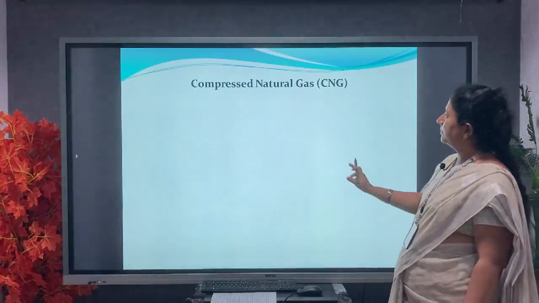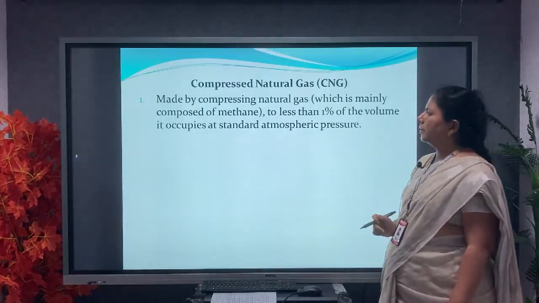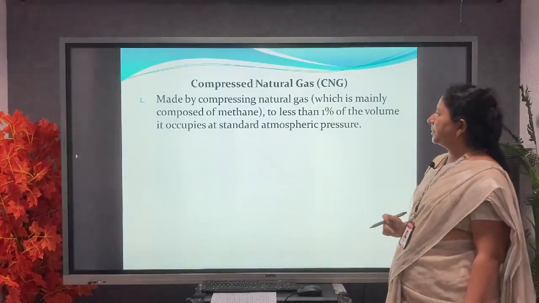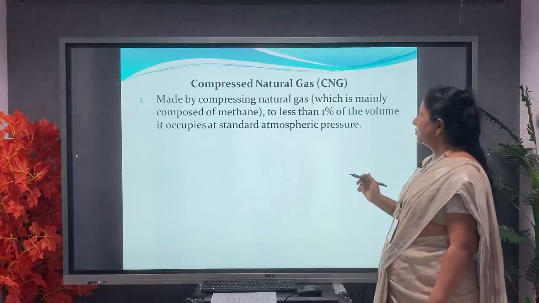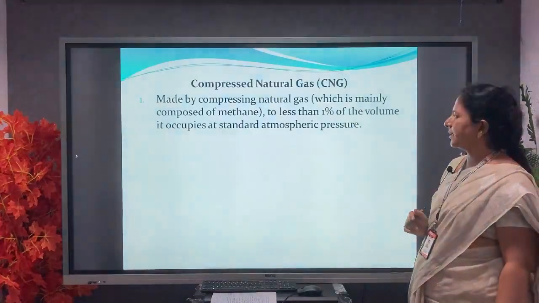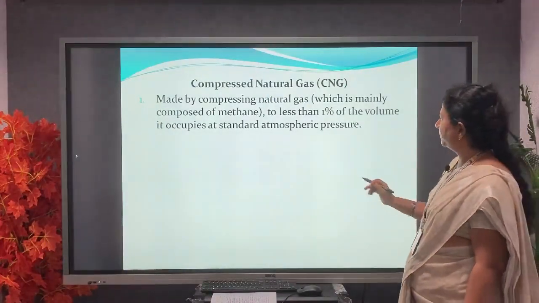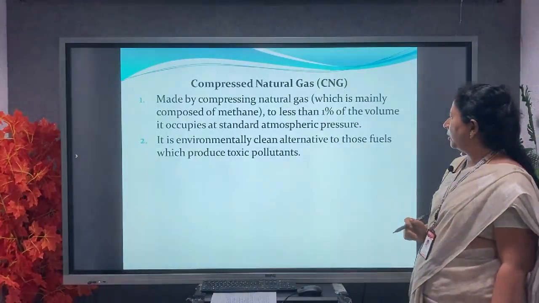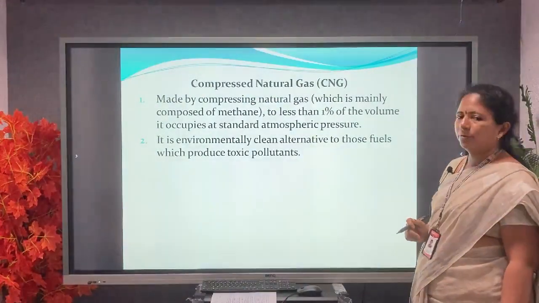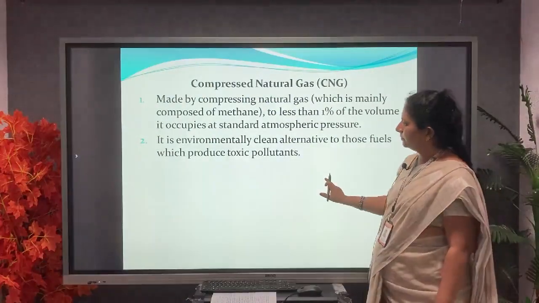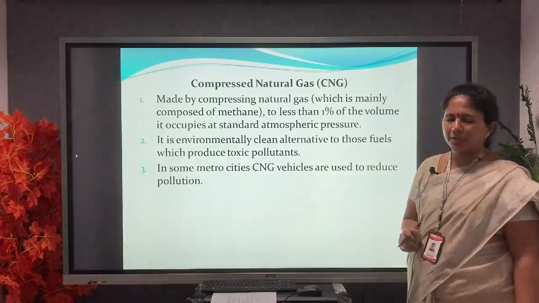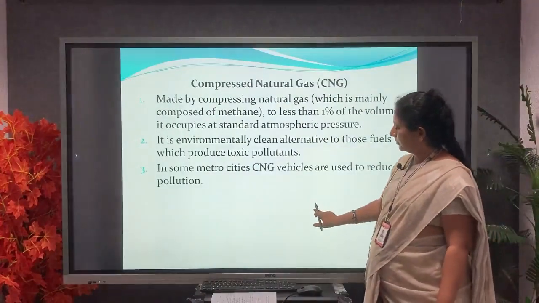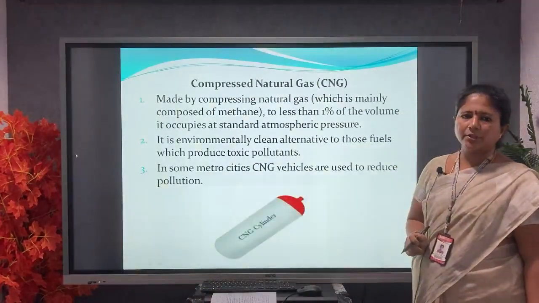Compressed natural gas. Compressed natural gas is made by compressing natural gas, which is mainly composed of methane, to less than 1% of the volume it occupies at standard atmospheric pressure. It is an environmentally clean alternative to those fuels which produce toxic pollutants. In some metro cities, CNG vehicles are used to reduce pollution. So, this is the CNG cylinder.